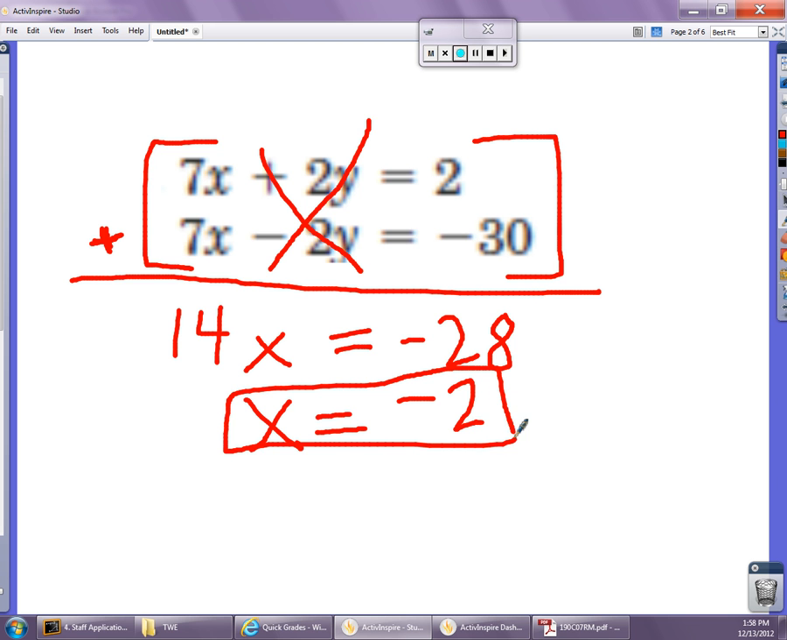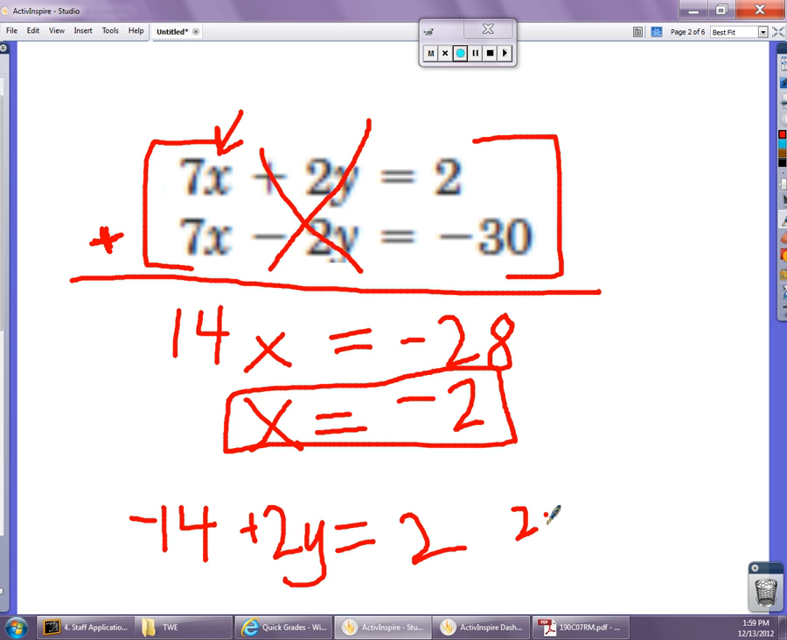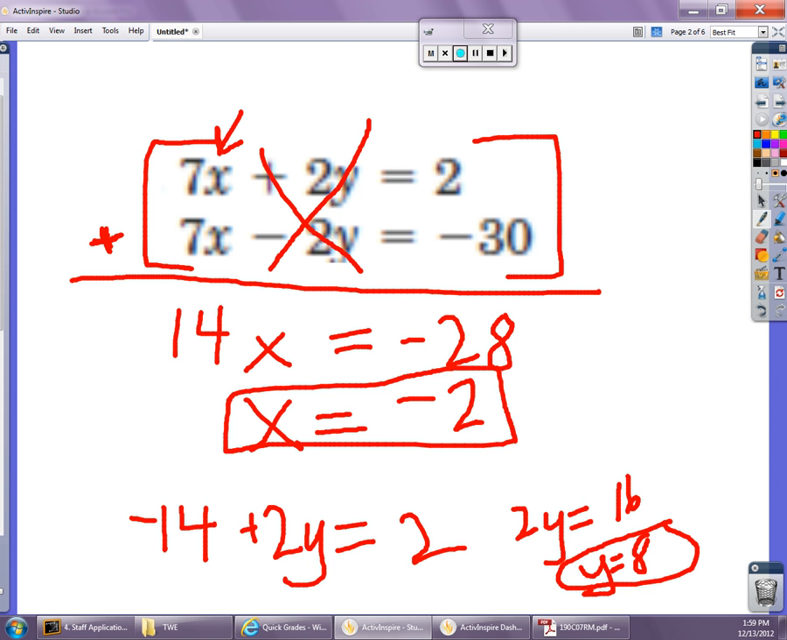Remember, that means there's going to be a solution, so we have to find the y. To find the y, we have to plug the x back into either one of these equations. I'm going to plug it into this equation. So 7 times negative 2 gives you negative 14, plus 2y, and remember, it doesn't matter which equation you plug it into, equals 2. So add 14 on both sides, you get 2y equals 16, so y equals 8, because you divide by 2 on both sides. So the solution of my system is negative 2, 8.